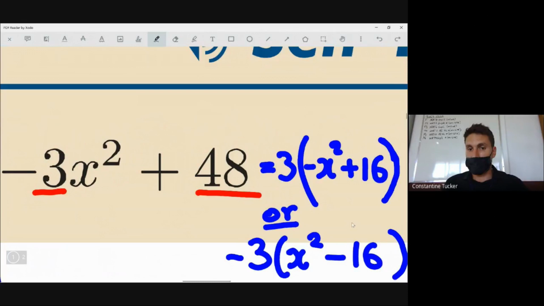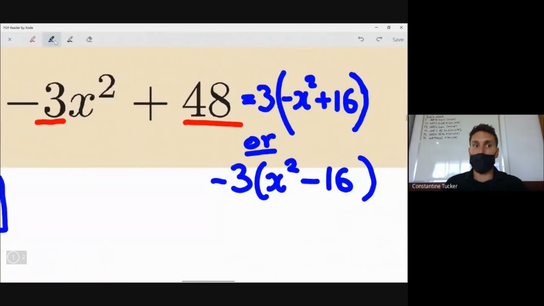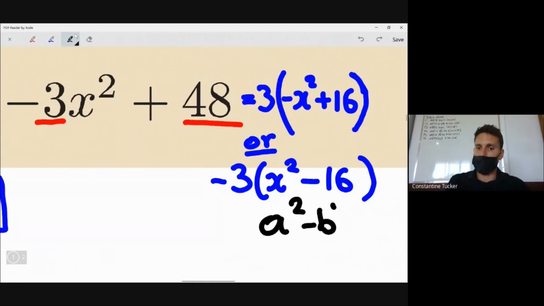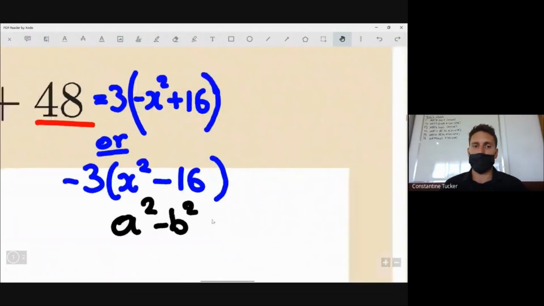And now this looks a lot better, because this looks a bit more like a squared minus b squared, which is a thing we are used to factorizing up until now. So let's wrap this up, guys, and let's say, how do you factorize x squared minus 16 inside the brackets?